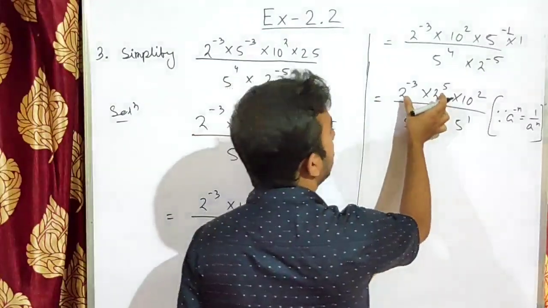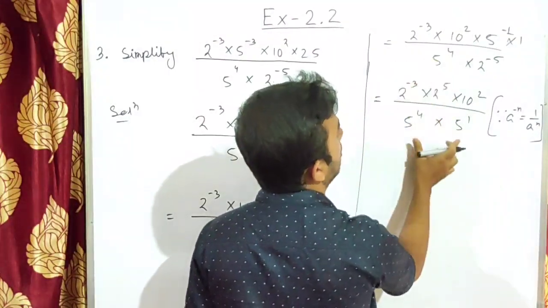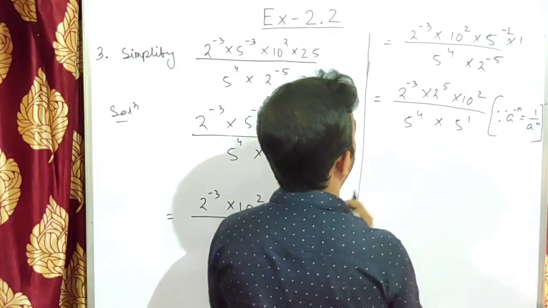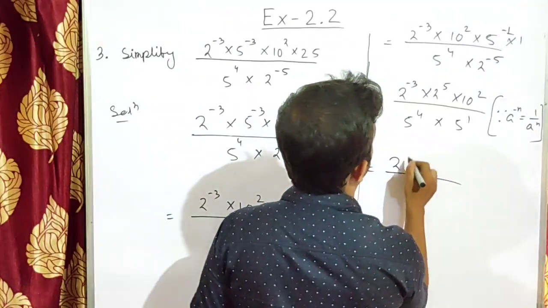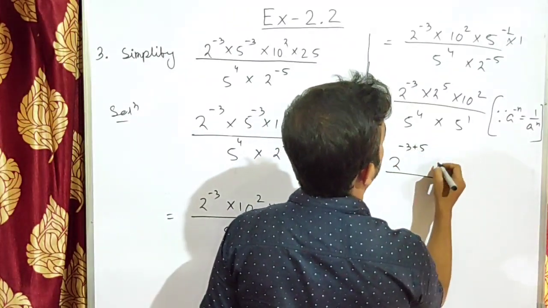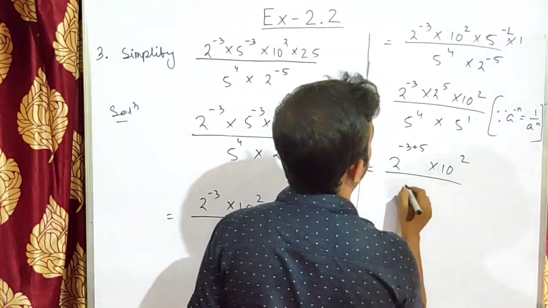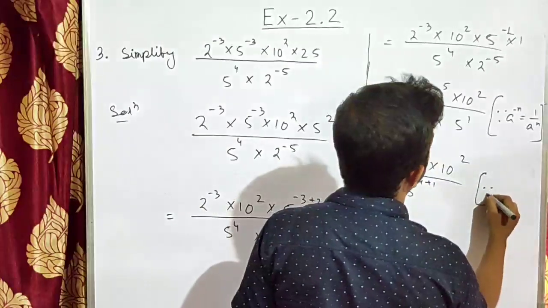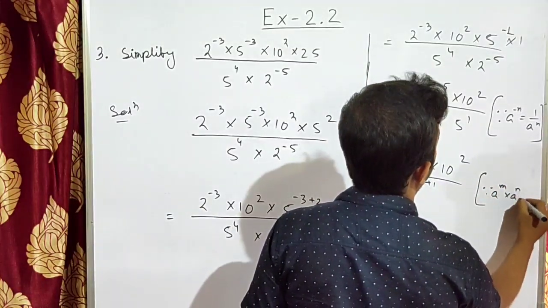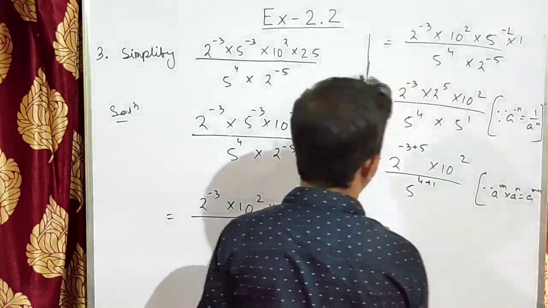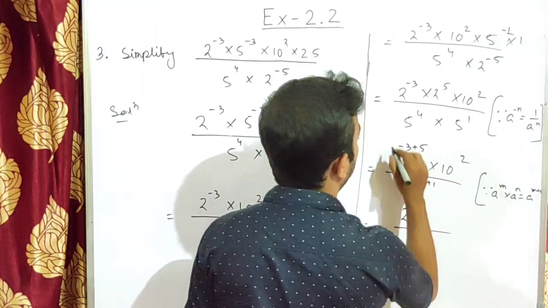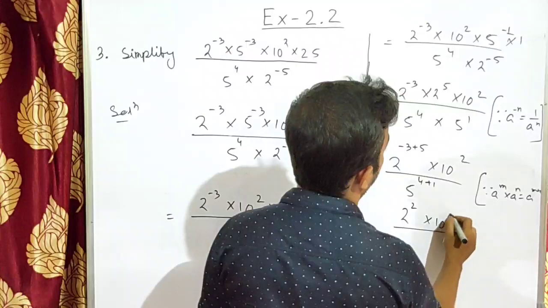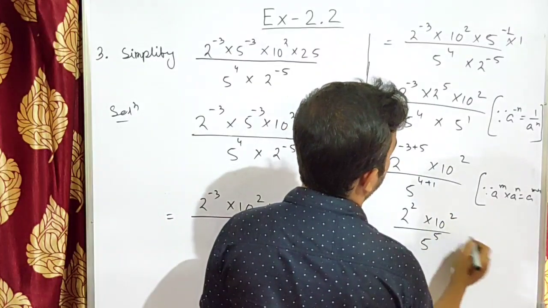Now look, we have base common, and this is multiplied in the numerator also, in the denominator also we have base common, and both of them are multiplied. So we can write how? Look, 2 to the power minus 3 plus 5, isn't it? And this one 10 to the power 2. Now 5 to the power 4 plus 1. Clear? Why? Since a to the power m into a to the power n equals a to the power m plus n. So now look, 2 to the power minus 3 plus 5 is what? 2, isn't it? Into 10 square divided by 5 to the power 5.